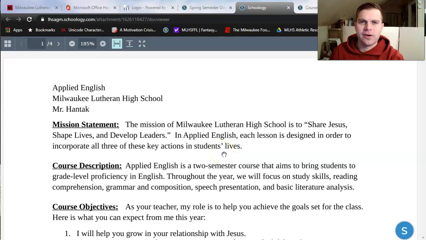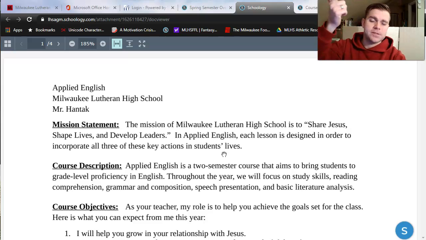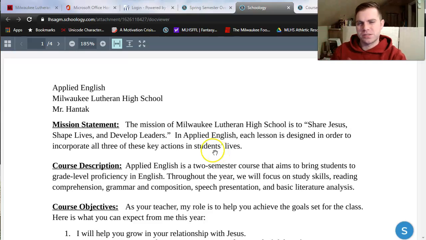If you look in each of our lesson agendas, you'll see that I try to do something every day that shares Jesus, something that shapes lives, and something that develops leaders. That's our school's mission statement. I want to make sure that every lesson, at least to a small degree, hits all 3 of those.